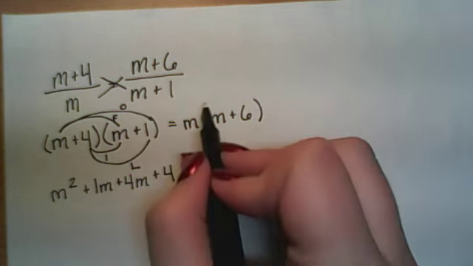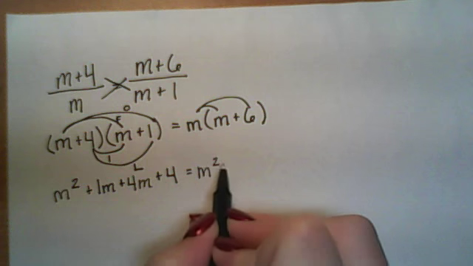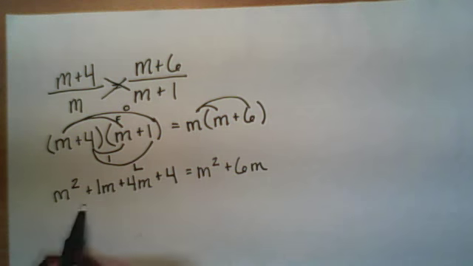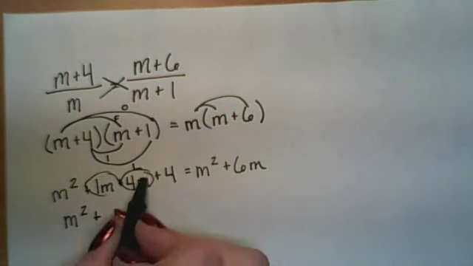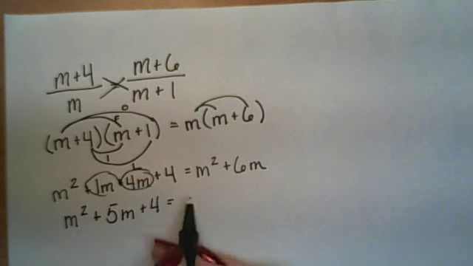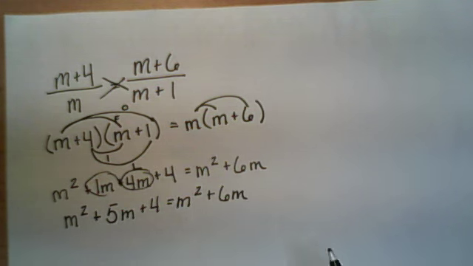On the right, I'm just going to distribute to get rid of those parentheses. So I'm going to get m squared plus 6m. Okay, let's simplify over here on the left. I'm going to get m squared plus 1m and 4m are like terms. That will give me 5m plus 4. And then on the right, I've got m squared plus 6m.